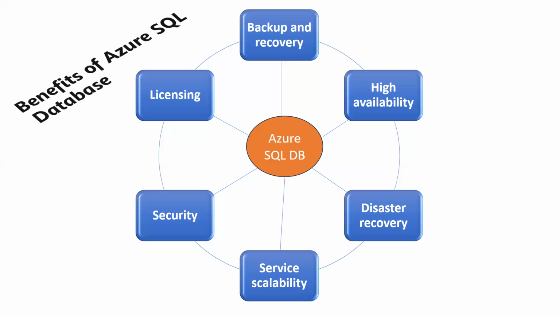So like that we have many kinds of security features and licensing models, as we have discussed already. We have different purchasing models available: DTU and vCore purchasing models. We will see what is the difference between DTU and vCore purchasing models, when to choose Azure SQL Database, which model it supports, and Azure SQL Managed Instance, which model it supports. Okay, so these are the main features of Azure SQL Database.